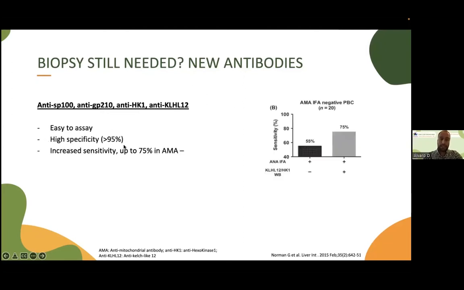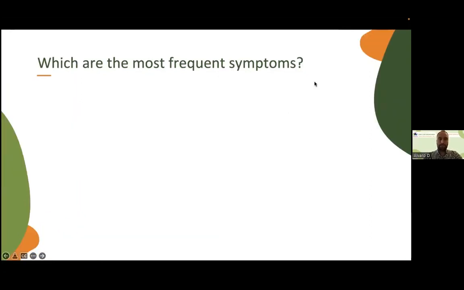They have a high specificity and increased sensitivity up to 75% in patients without antimitochondrial antibodies. And this high specificity and increased sensitivity allow us to avoid biopsy in a relevant number of patients. So really, the need of biopsy for diagnosing PBC is not very high.